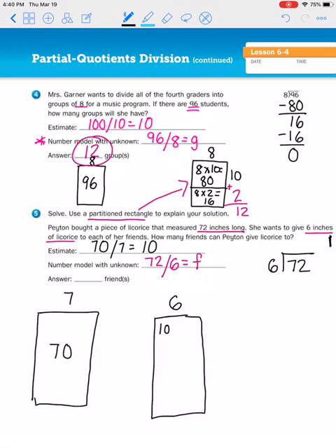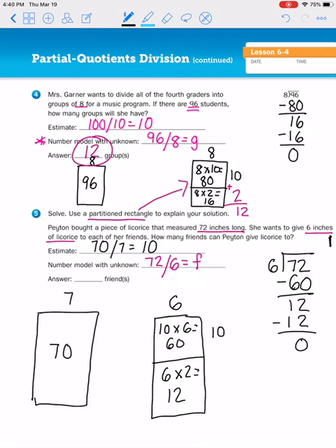I know that 10 times 6 equals 60. So I'm going to subtract 60 from 72 and I'm left with 12. And I know that 6 times 2 gives me 12 with no remainder. Then you're just going to add these and you get 12. So Peyton can give 12 of her friends 6 inches of that licorice.